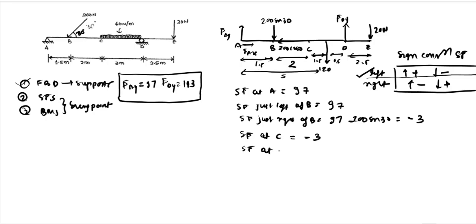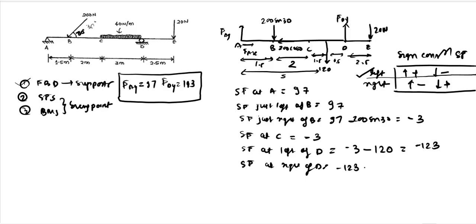We have shear force at left of D, because again there is a certain force at D, which is the reaction at D. So we need to calculate left and right of D. So we have minus 3 minus 40 into 3, which is 120, because of the UDL. And we have this as minus 123. And the shear force at the right of D, we have minus 123 plus 143, because there is a sudden reaction force of 143 at point D.